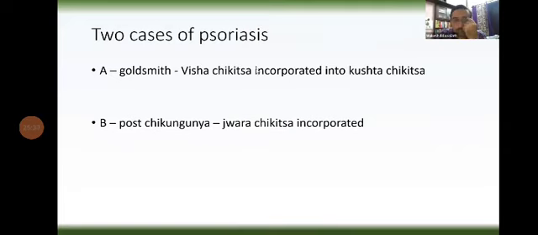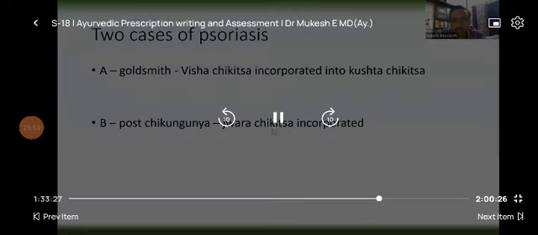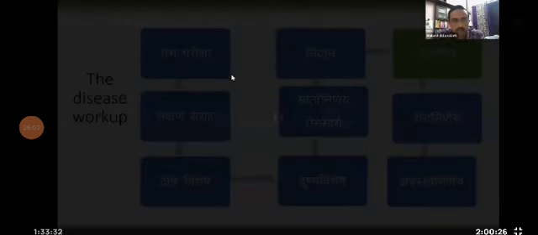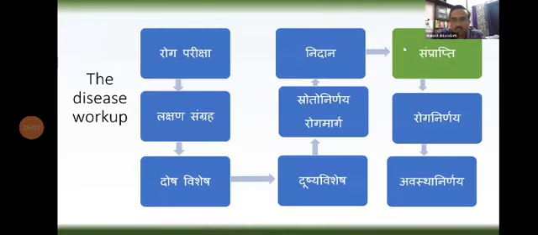This is an example of two cases of psoriasis. In one, the patient was a goldsmith, so he used to be exposed to a lot of toxins, including cyanide. So incorporating Visha Chikitsa into Kushta Chikitsa gave very good results. In another patient, the psoriasis was triggered by an episode of chikungunya. In such a scenario, we incorporated Jwara Chikitsa into the treatment and it gave very good results. So you look for subtle factors, what is going on in the patient. So that is regarding the nidana.